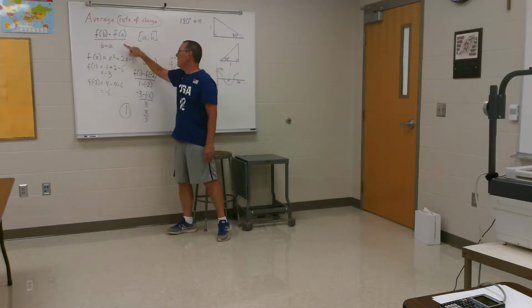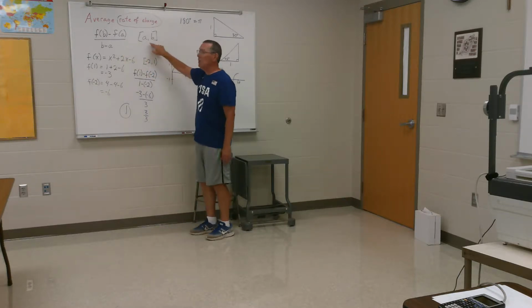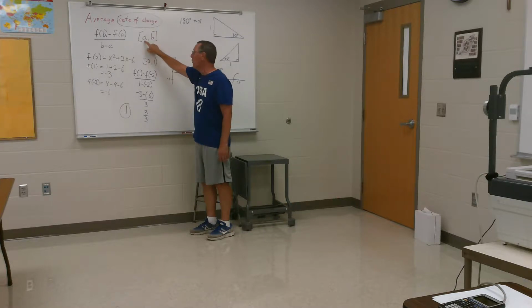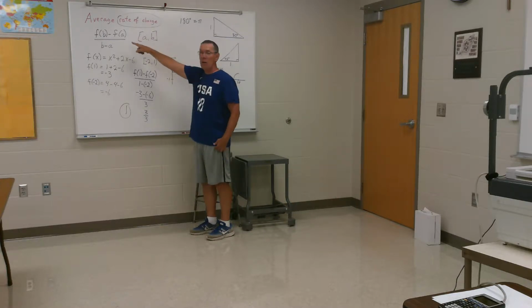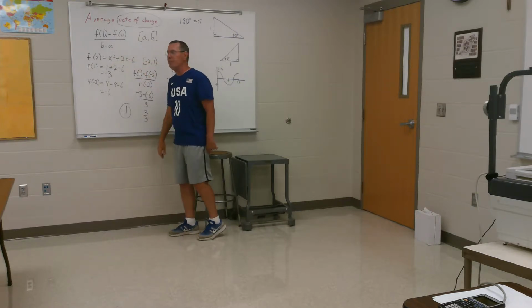Average rate of change, this is the generic formula that you've already learned. We want to find the average rate of change, the average slope of a function over the interval from a to b. My generic formula will then be f of b minus f of a over b minus a.